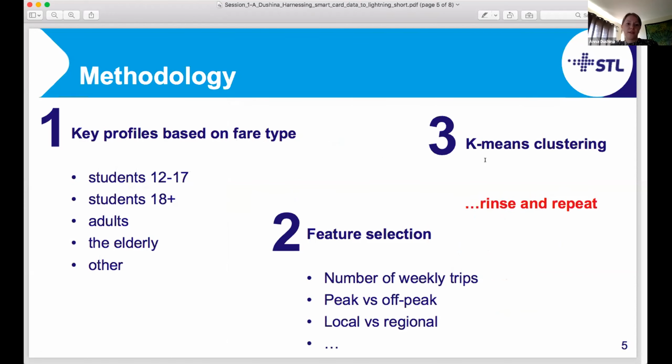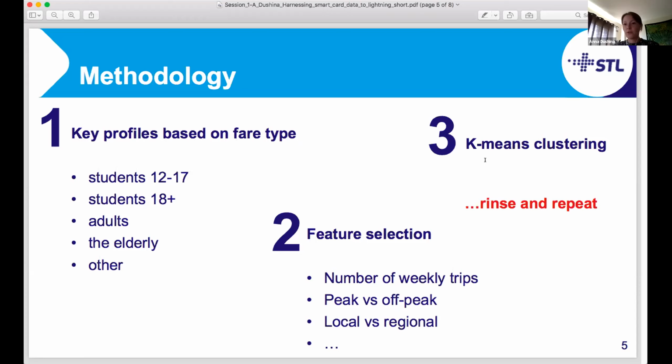Another piece of information that I have in my database is the fare type, and that was very useful for the first step of our customer segmentation study, because using that we could identify 5 key profiles of our clients: the students 12 to 17 years old, older students, adults, the elderly, or other. And then for each one of those key profiles, we went on to select the features for the segmentation process.